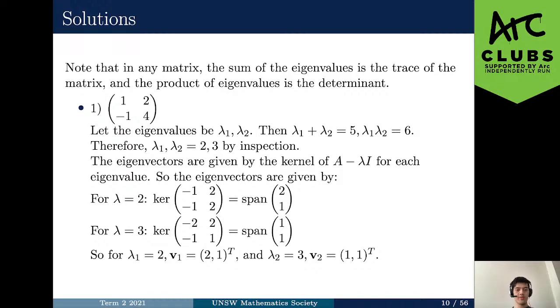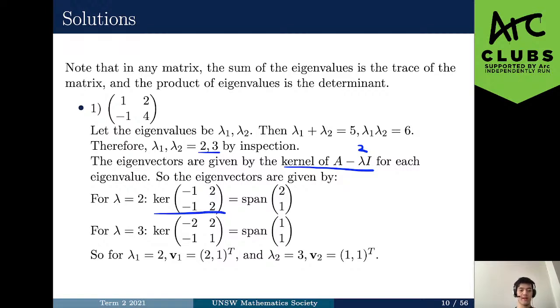Okay, so once we know what the 2 eigenvalues are, then we can try to work out what the corresponding eigenvectors are. Remember, the eigenspace is found by looking at the kernel of A minus lambda I. So for lambda equals 2, we're going to look at the kernel of A minus 2I. So 1 would now become negative 1, 4 would now become 2. And so we look at this kernel.